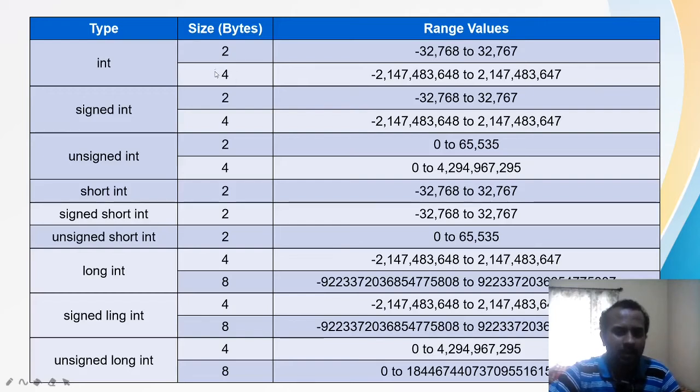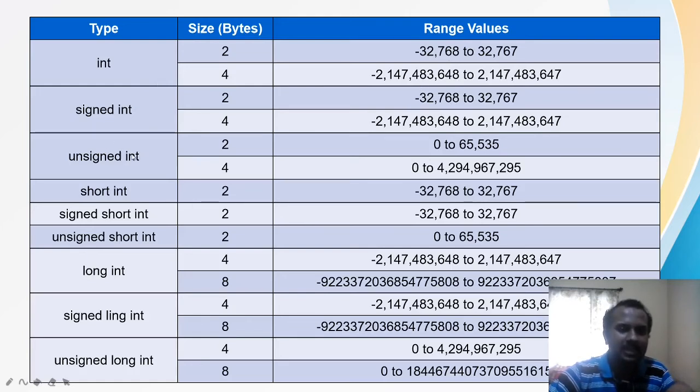Again, when the integer is of 4 bytes, that means you are going to have 32 bits. 32 bits means, again the MSD will represent the sign. So I have the rest of the 31 bits, so 2 to the power 31. That will give me this value, and you can do the minus 1 here. Again, signed int is similar to int only, no changes.